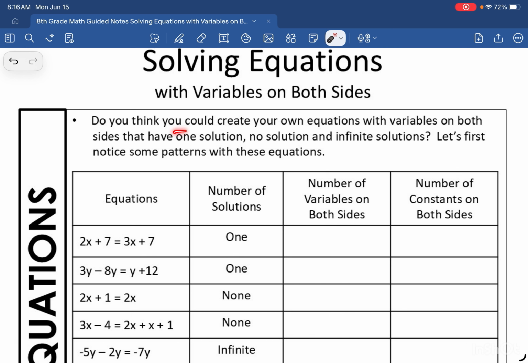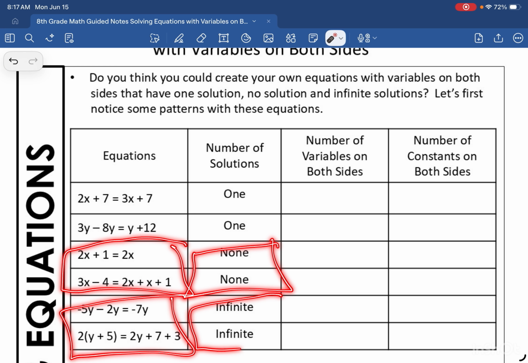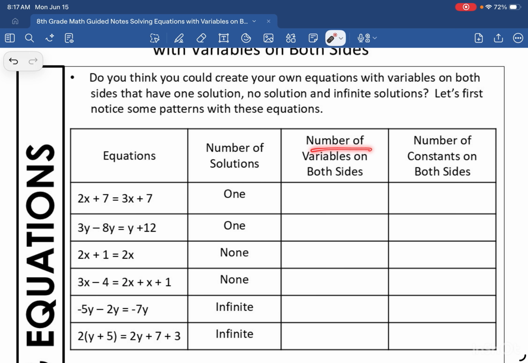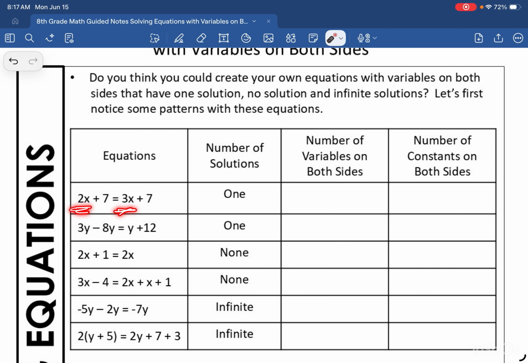Do you think you could create your own equation with variables on both sides that has one solution, no solution, and infinite solutions? Let's first notice some patterns with these equations. So here we have two equations, and they both have one solution. Here we have two equations, and they have no solutions. And here we have two equations, and they have infinite solutions. So it asked me to fill out this table, and the first question says number of variables on both sides. So we have, on this equation right here, we have 2, and then we have 3.